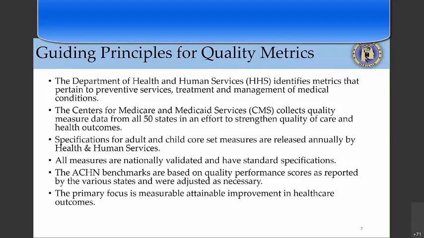Specifications for adult and child core set measures are released annually by Health and Human Services. All measures are nationally validated and have standard specifications. The ACHN benchmarks are based on quality performance scores as reported by the various states and were adjusted as necessary. The primary focus is measurable, attainable improvement in healthcare outcomes.